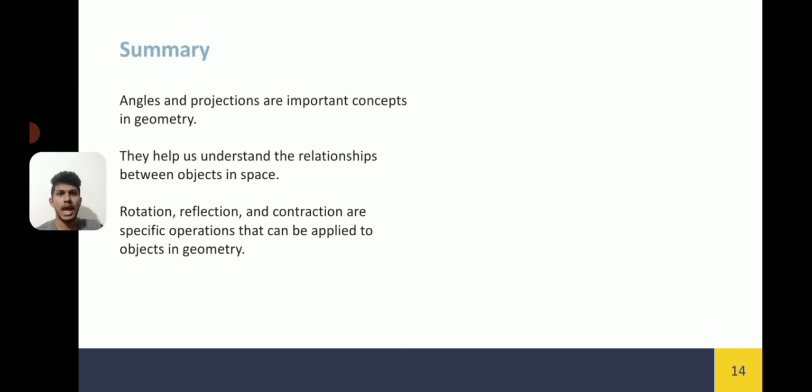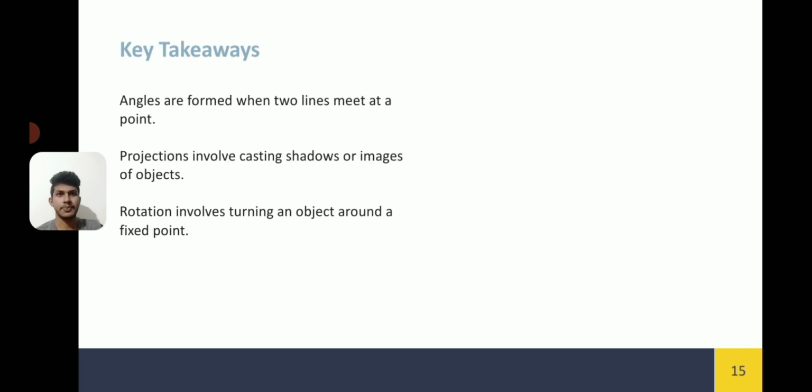Summary: angles and projection are important concepts in geometry. They help us understand the relationship between objects in space. Rotation, reflection, and contraction are specific operations that can be applied to objects in geometry.